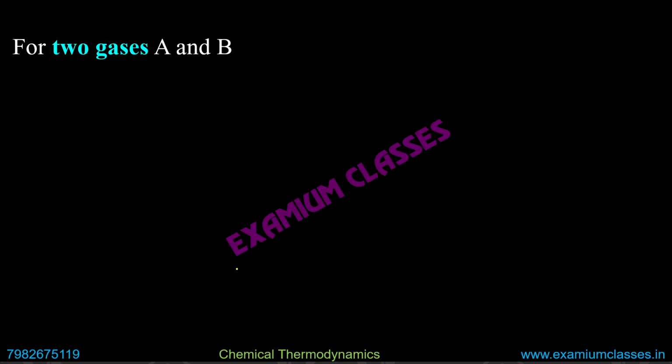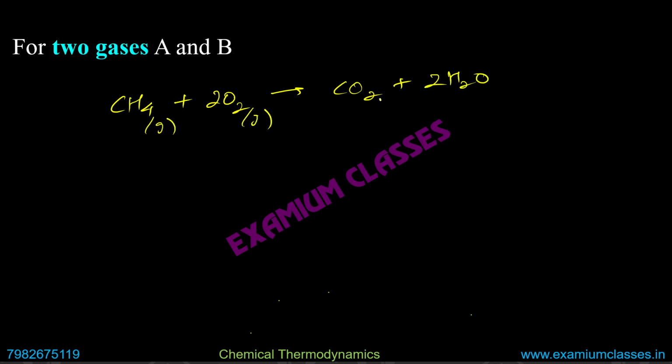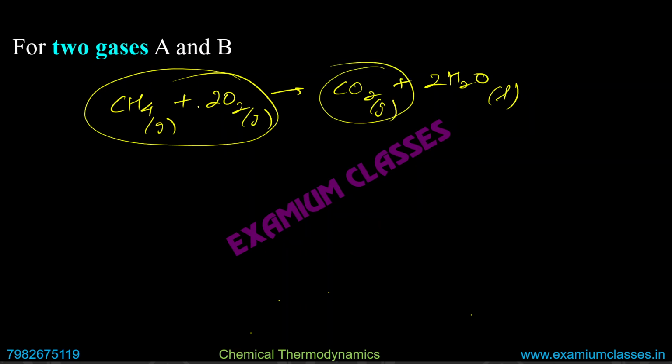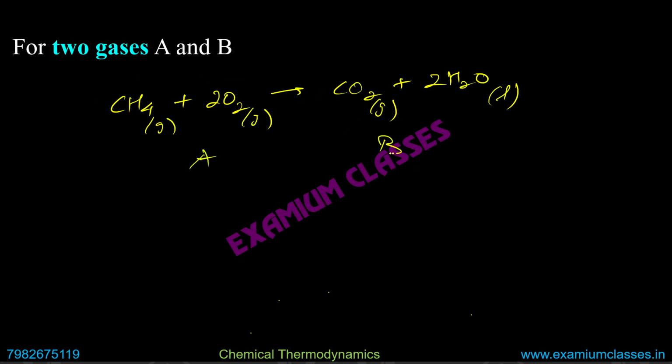So for two gases A and B, and it is applicable for initial and final state also. Although I have written here two gases, it will be applicable for the reaction also. For example, if I have a reaction, combustion of methane, CH4 plus 2O2 will give you CO2 plus 2H2O. In this case, this is gas, this is gas, this is gas, this is liquid. Initially I have methane and oxygen, different gases, and finally I have carbon dioxide, a different gas.